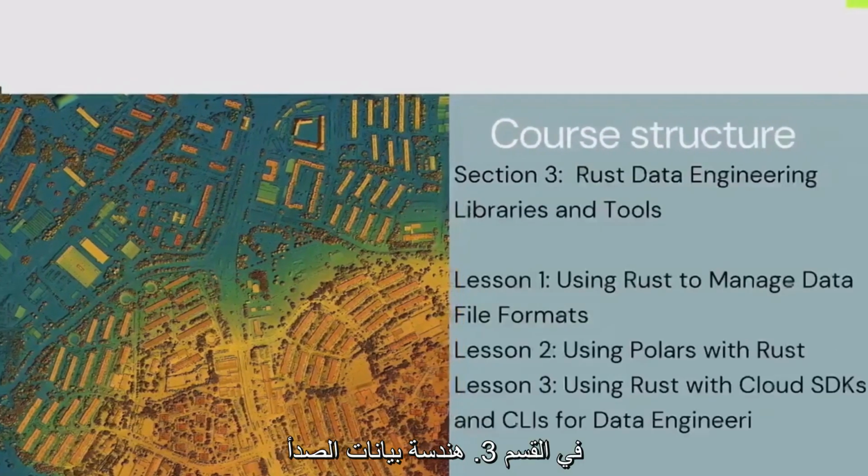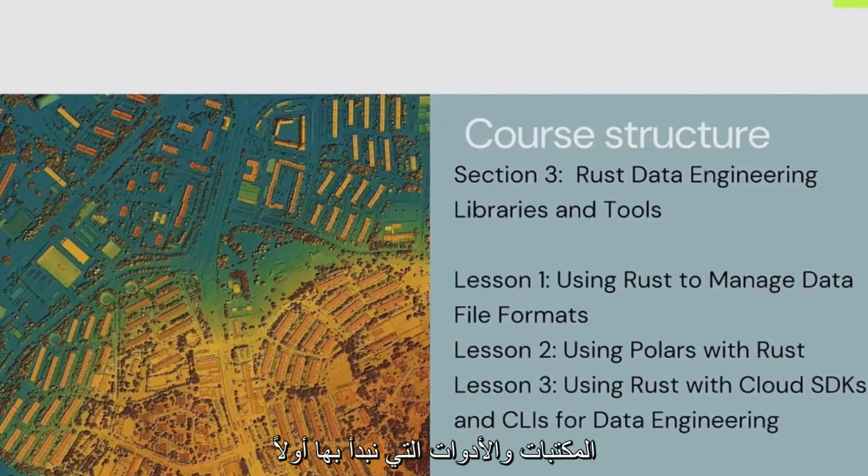In section 3, Rust data engineering libraries and tools, we first start out with dealing with Rust to manage data, files, and network storage. So building CSV files, using Cargo Lambda for AWS Lambda deployment, also communicating with S3 storage via the async library that is available from AWS.